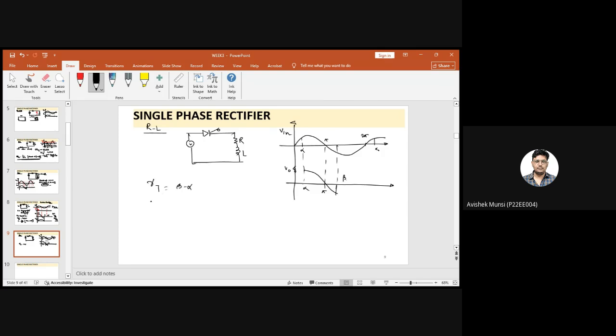And V0 average, if we calculate it, will be Vm by 2 pi times (cos alpha minus cos beta), similar to the L load, as the curve is similar. And I0 average will be Vm by 2 pi R times (cos alpha minus cos beta). Okay.